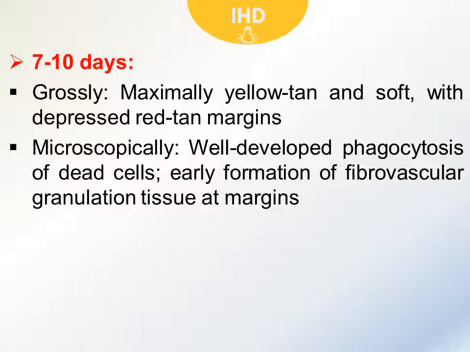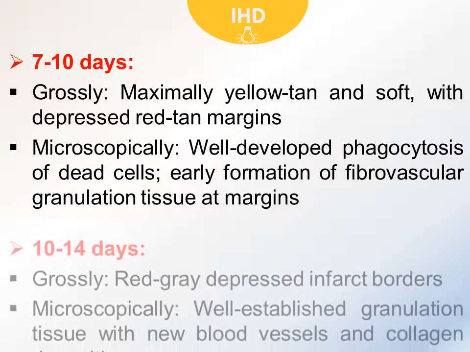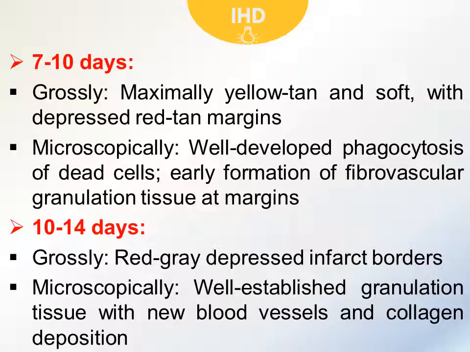Later on, from the 7 to 10 days, grossly there will be maximal yellow tan and soft with the depressed red tan margins. Microscopically, well-developed phagocytosis of dead cells, early formation of fibrovascular granulation tissue at margins. From day 10 to 14, grossly there will be red gray depressed infarct borders and microscopically well-established granulation tissue with the new blood vessels and collagen deposition.